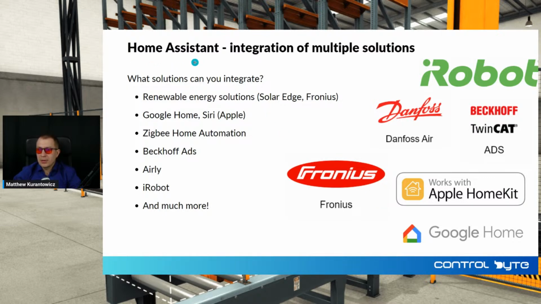So Home Assistant integrates multiple solutions. You can connect here popular iRobot, back of PLCs. If you have air conditioning, you can connect Danfoss. If you have a photovoltaic farm, you can connect Fronius inverters, and such solutions like Apple Home Heat or Google Home, and many, many more applications.